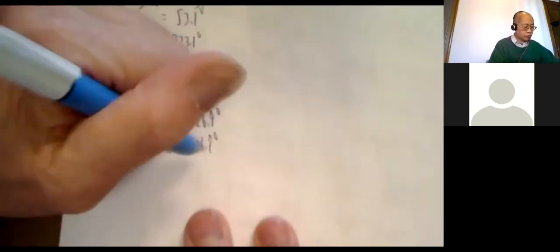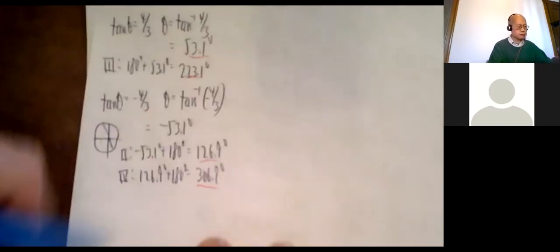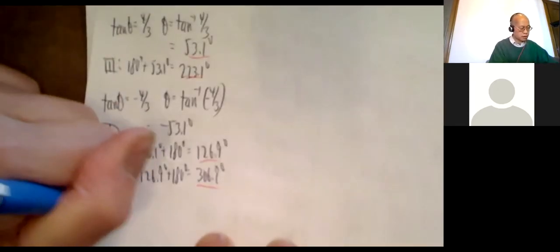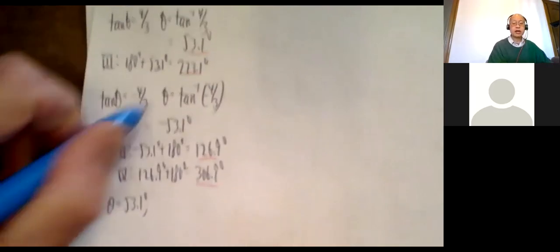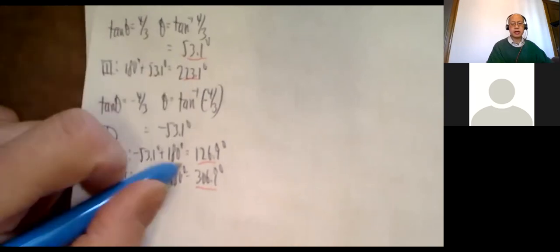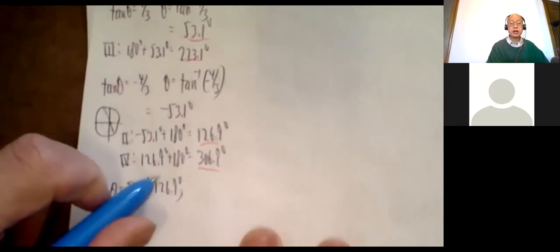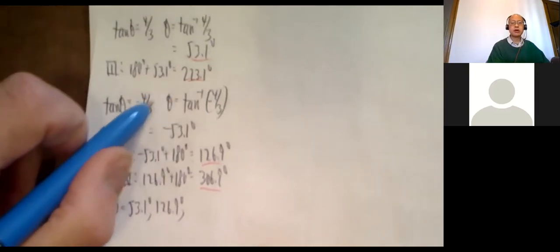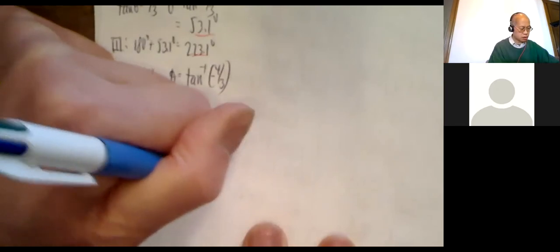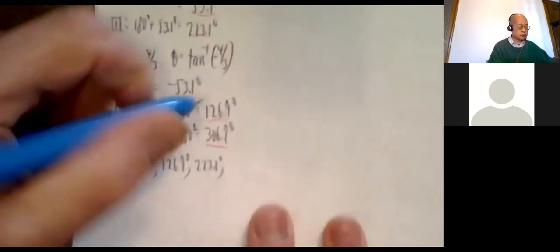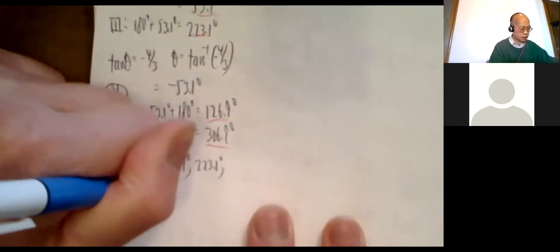Right, so I have 1, 2, 3, 4 solutions total. So my thetas are 53.1 degrees. And I'll do it in order. The next biggest one is 126.9. Then the next one would be 223.1. And the last one is 306.9.